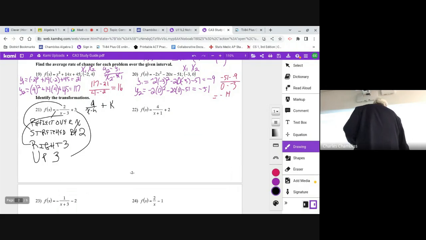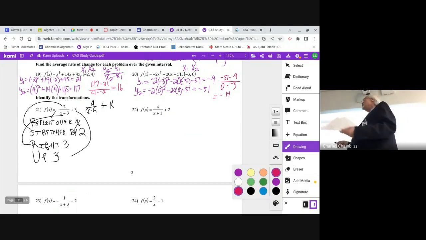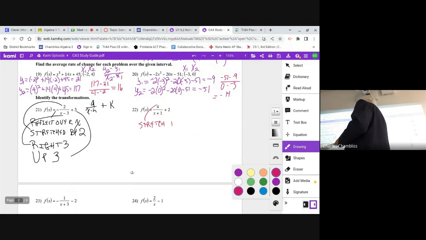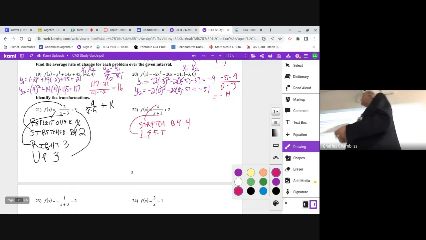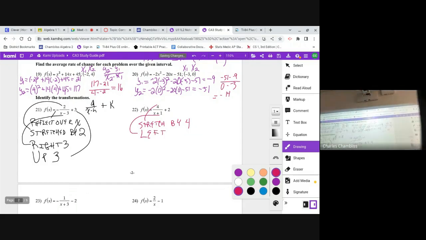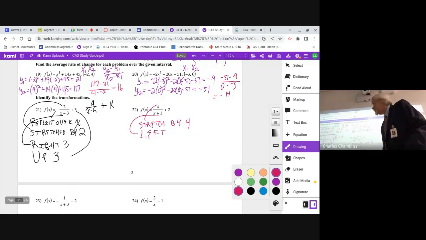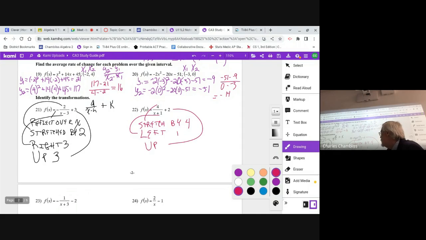All right, number 22. There is no reflection. We've got a stretch by 4. It is shifted left 1. Remember, the form is always x minus h. So if you have a plus, that means h is negative. So it's left 1, and then that plus 2 makes it move up 2. Okay?